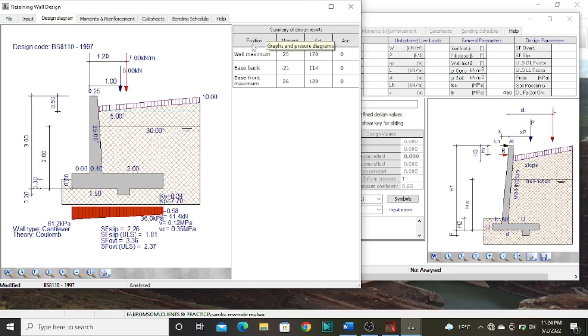It will also give you the position of moments, the areas of steel that are required, and so on and so forth that you might need. At this section, it also shows you the dimensions and your design code.